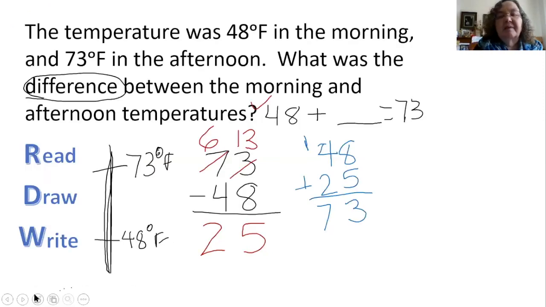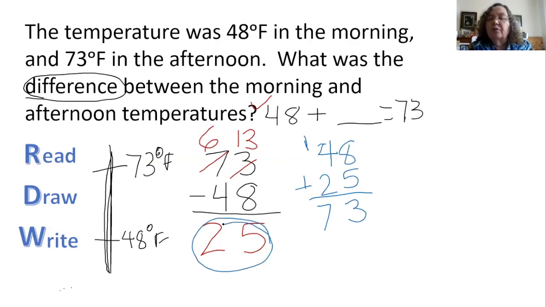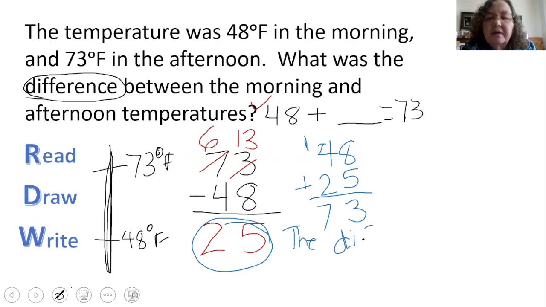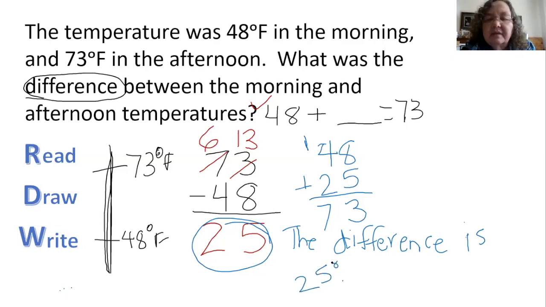So the last step is to write, okay? So where is my answer? I've got all kinds of numbers all over. My answer is 25. So now I have to write a sentence, and I will say the difference is 25 degrees, okay? So the difference between the morning temperature and the afternoon temperature is 25 degrees.